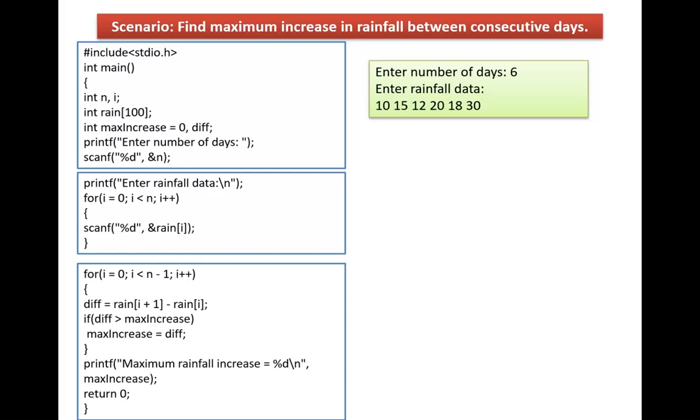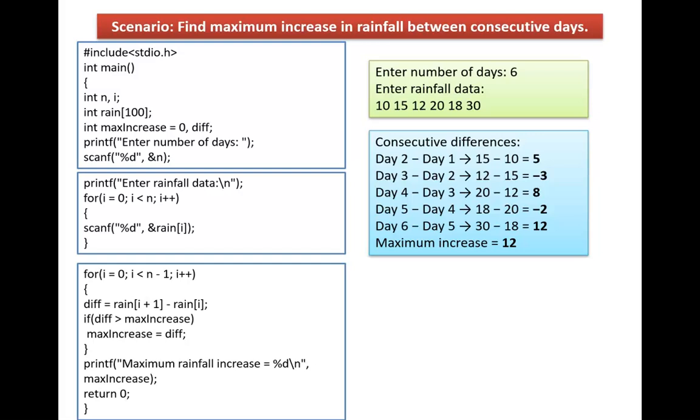The user enters the number of days. Say for example, 6 days. And the user also enters the rainfall data for 6 days. Look, 10, 15, 12, 20, 18, 30 are all the rainfall data for the 6 days. Using my for loop, I will find out the consecutive differences. The difference is found out. What is the difference? Day 2 minus day 1. That is 15 minus 10. The difference is 5. Likewise, for all days, the consecutive differences are found. Day 3 minus day 2. Day 4 minus day 3. Day 5 minus day 4. Day 6 minus day 5.